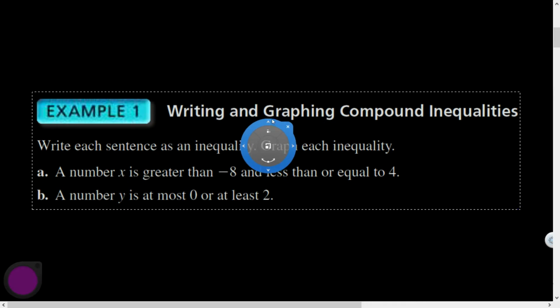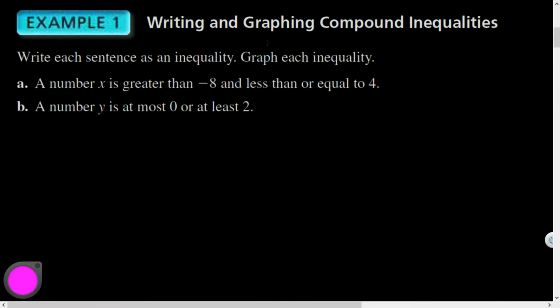So let's do an example here. Example 1. All right, write each sentence as an inequality. Graph the inequality. So let's see, here we've got a number x is greater than -8. Let's see, I see the word and, less than or equal to 4. So I could say x is greater than -8 and x is less than or equal to 4.